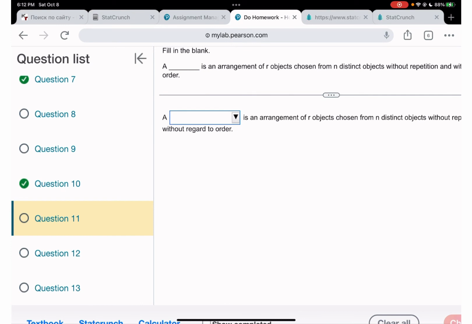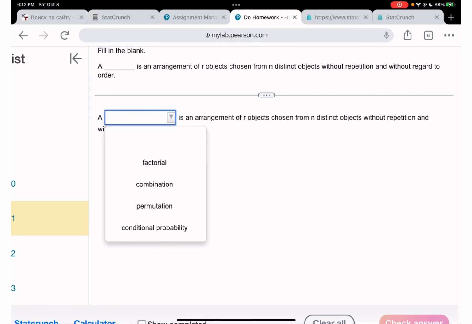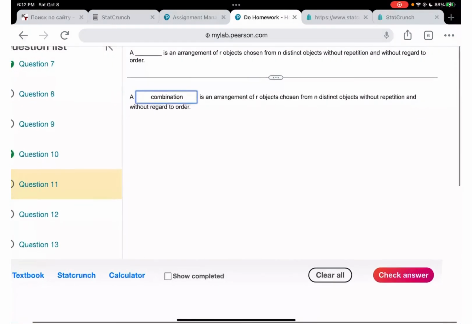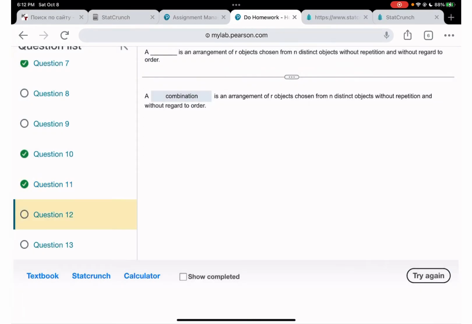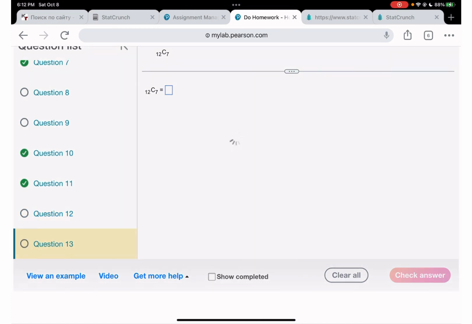Number 11. All right. So what do we have here? Chosen from n distinct objects without repetition and without regard to order. I think this question is repeating, we did it, but it's combination. Okay. Well done. Moving to number 12. Oh, you know it's combination, how to do it. Number 13.